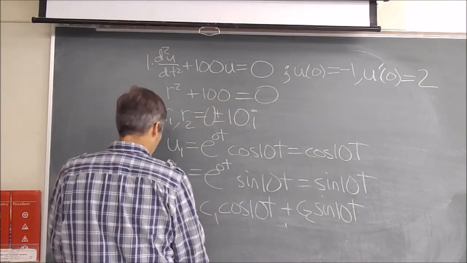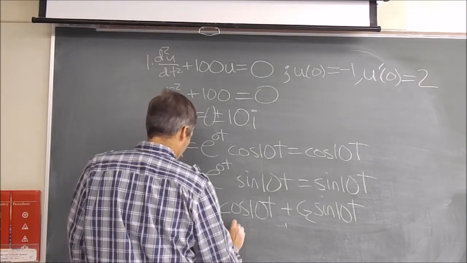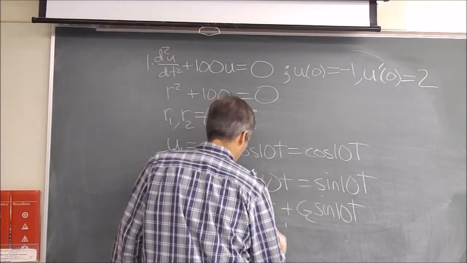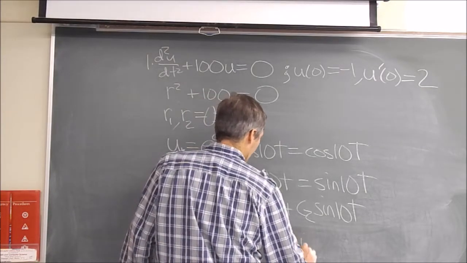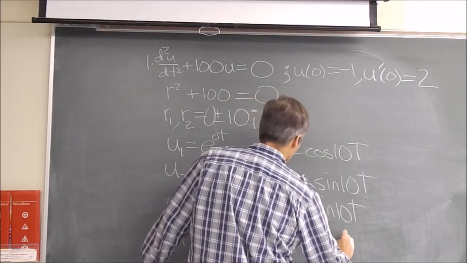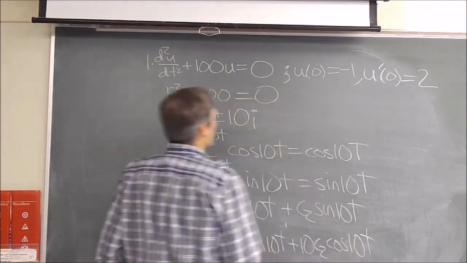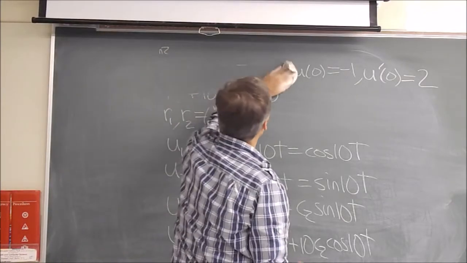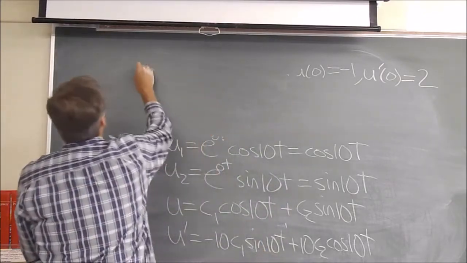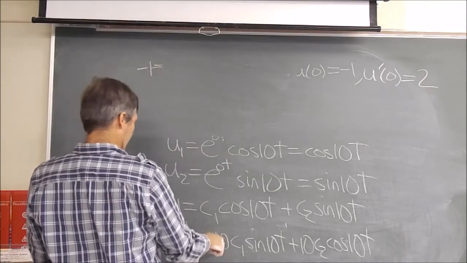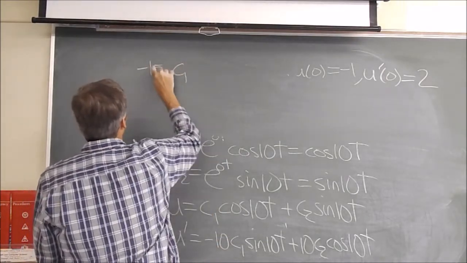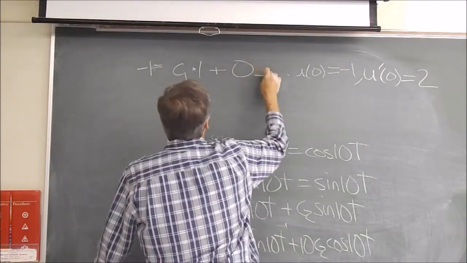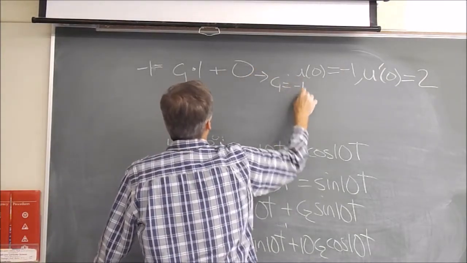U prime is then minus 10 c1 sine 10t plus 10 c2 cosine 10t. Now we can plug in the initial conditions. U of 0 is minus 1 plugs into this one, and we get minus 1 is equal to c1 cosine 0, which is 1, plus c2 sine 0, which is nothing. We have found that c1 is negative 1.